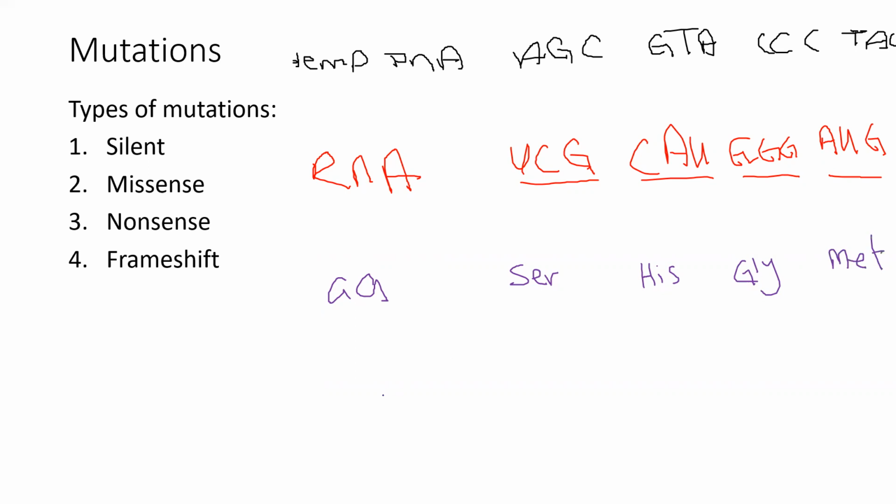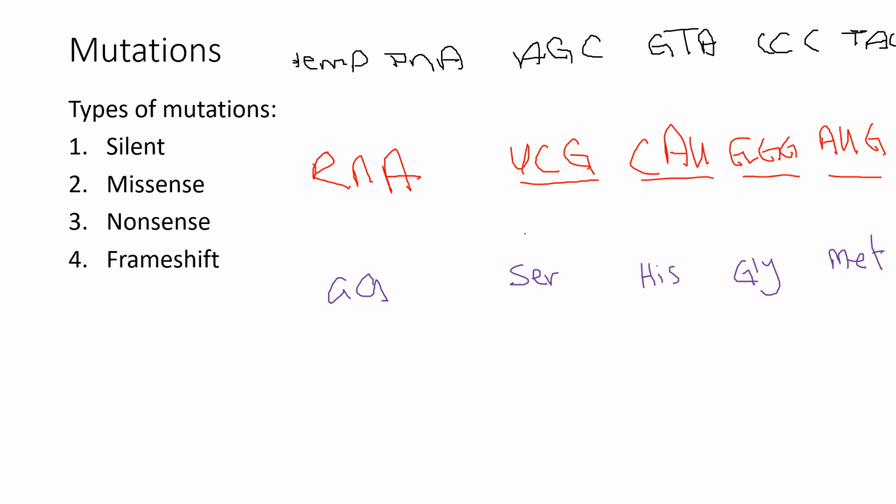All right. So that is what the cell needs. Okay, we need a protein that has serine first, histidine second, glycine third, so on and so forth. Okay, but remember, we're talking about mutations. So mutations are going to happen at the DNA level. Okay, so let's go ahead and pretend that the mutation is going to happen.